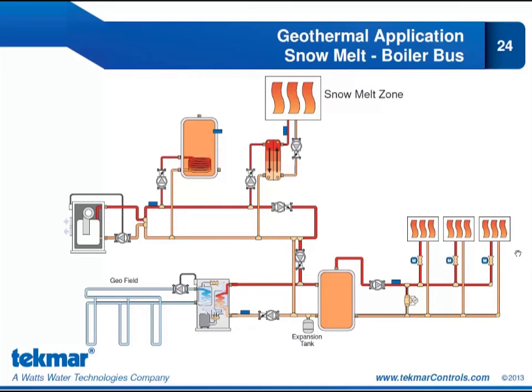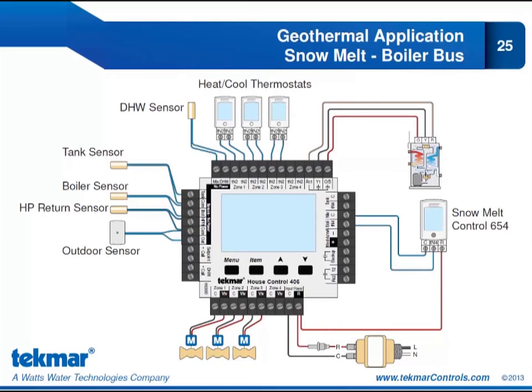So we'll take a look at the electrical diagram coming up to see how my control connections have changed. So this looks much the same as the last electrical diagram. The only thing I've changed is that now that my snow melt control is on the boiler bus, I simply moved the connection points from the tank expansion to the boil/mix expansion. So I'm just moving that snow melt control 654 from my tank bus to my boiler bus, and that's it. The rest of the electrical will remain the same.